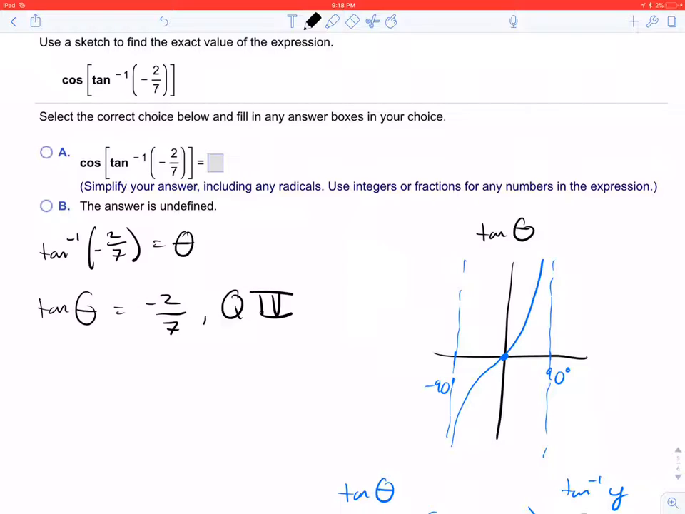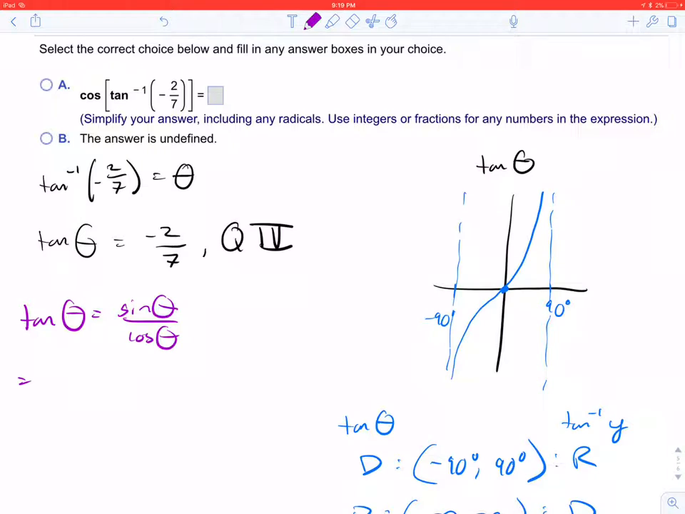One thing we could do, so tan of theta is what? Sine over cosine. So let's look at this. And I'll do this in another color. This is like background thinking. And we'll do this one. So then tan of theta is sine of theta by cosine theta. But then sine is y over r. Cosine is x over r. So then that means that tan is going to be y over x. Okay, now we're in quadrant 4, and our y over x is negative 2 by 7. So we can also use the x squared plus y squared equals r squared.